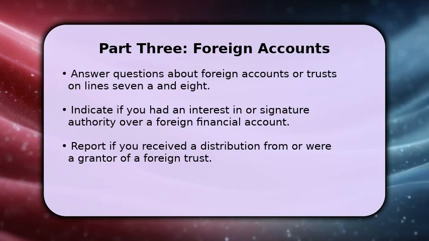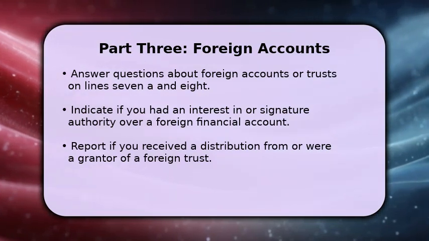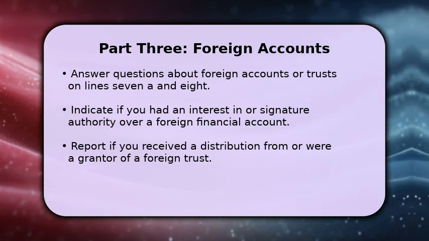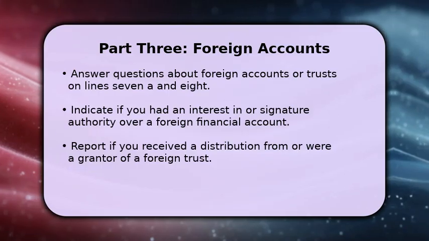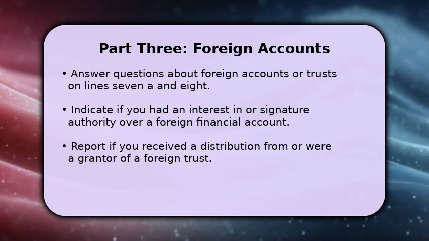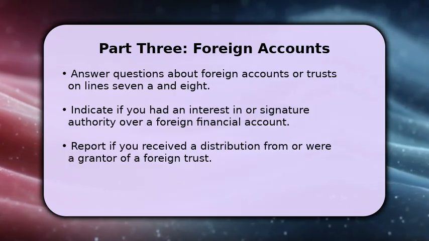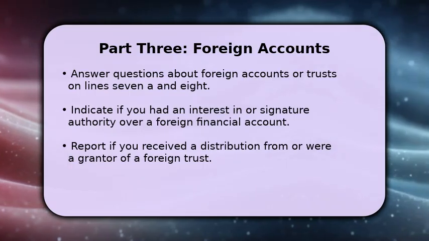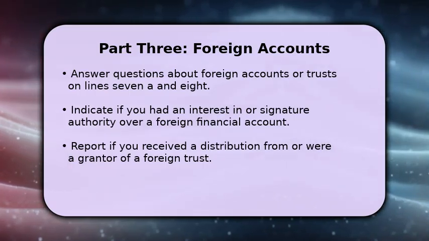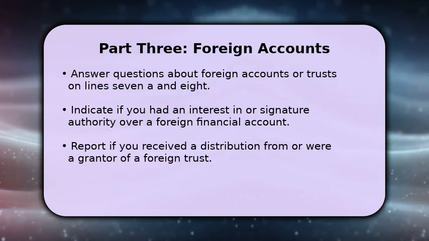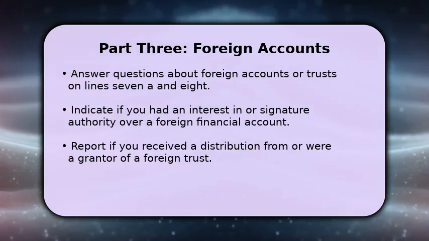Finally, let's address Part 3, which deals with foreign accounts and trusts. On lines 7 and 8, you must accurately answer questions regarding any interest in or signature authority over a foreign financial account. You also need to report if you received a distribution from, or were a grantor of, a foreign trust. These questions are critical for compliance, so ensure your responses are precise and complete. This section helps the IRS track international financial activities.